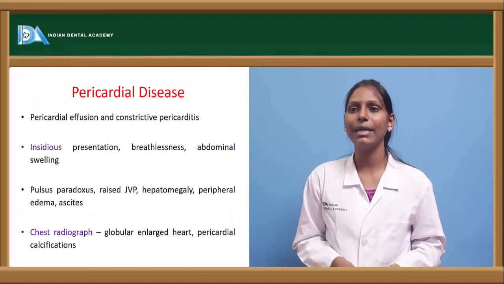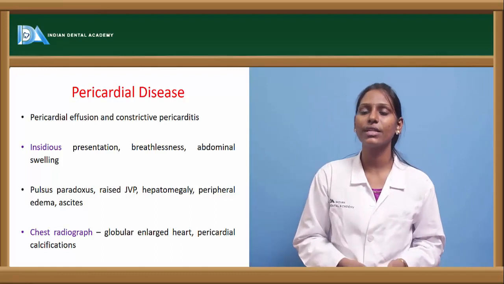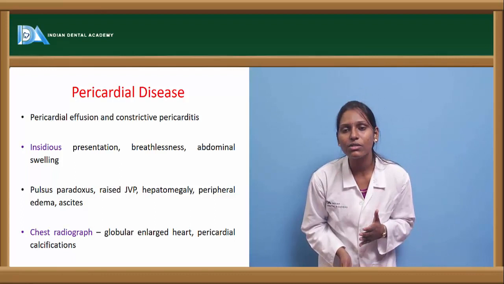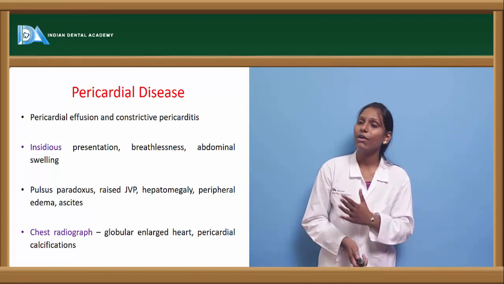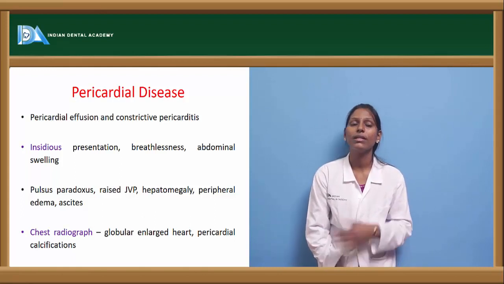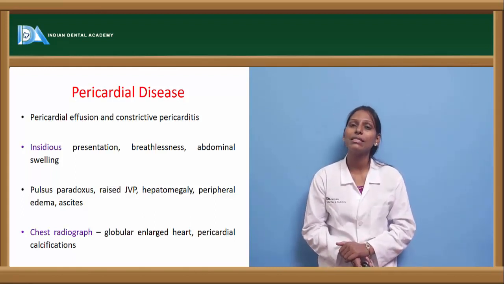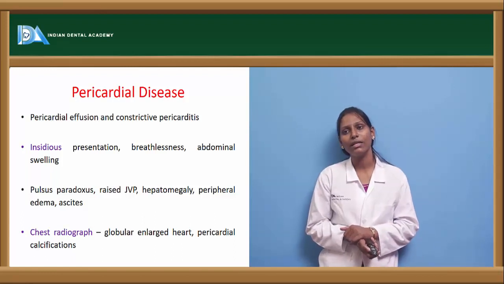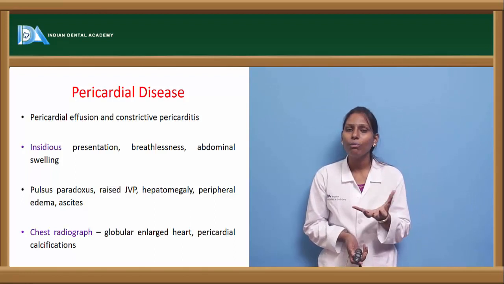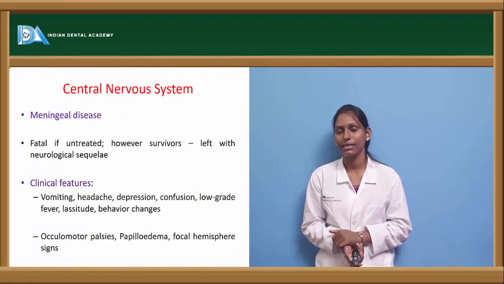Now coming to pericardial disease. In this pericardial disease, there will be pericardial effusion and constrictive pericarditis. The presentation is insidious, usually slow and progressive, and they can have breathlessness and abdominal swelling also. Pulsus paradoxus, raised jugular venous pressure, hepatomegaly, and peripheral edema with ascites are some of the cardinal features of this pericardial disease. Chest radiography usually shows a globular enlarged heart with pericardial calcifications in this condition.